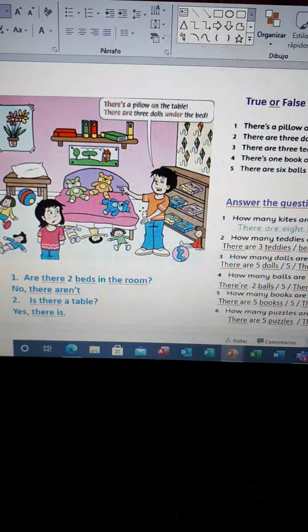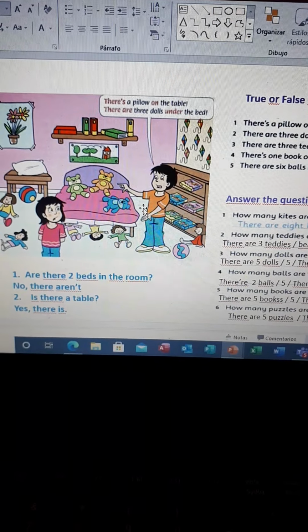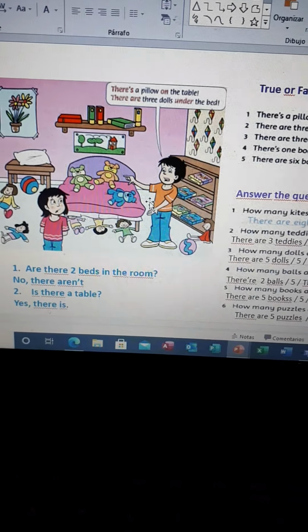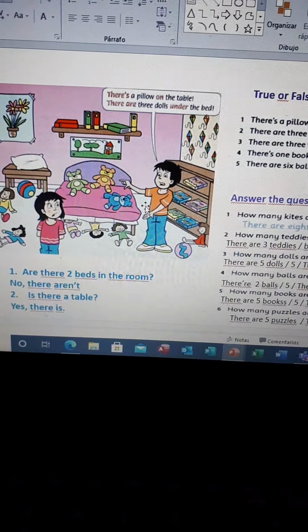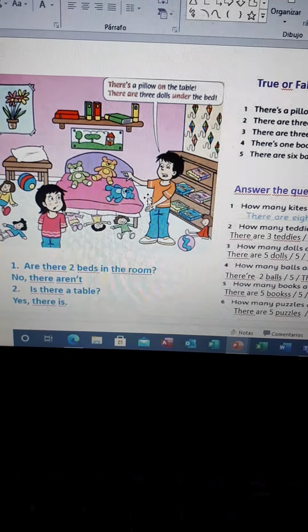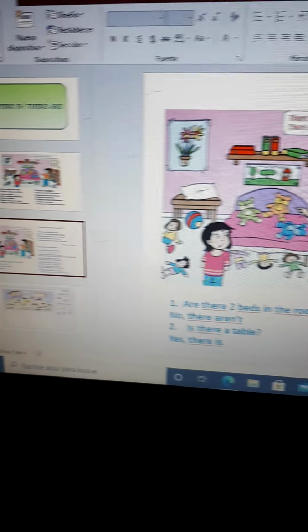Okay, today we also review our articles and plural form, and also we review the food vocabulary. But most of all, we made an activity to review there is and there are.